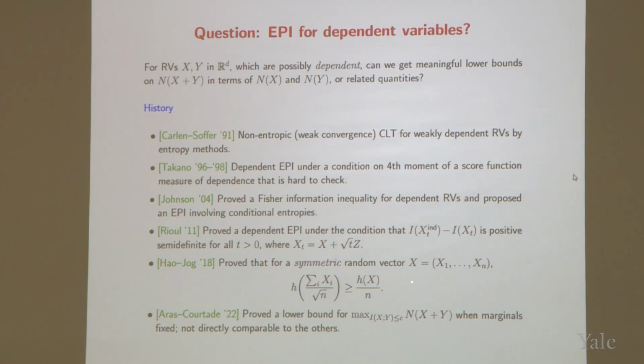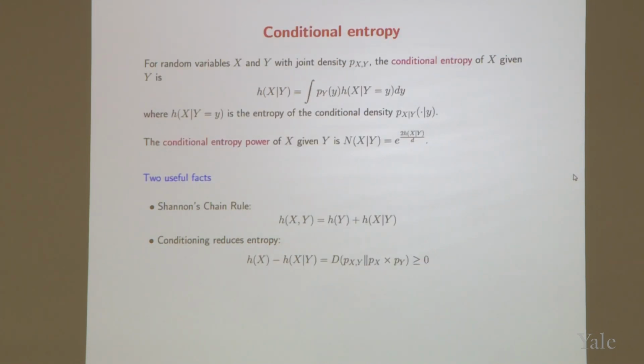In any case, then there was a paper by Hao and Jog in 2018 who proved that for a symmetric random vector, you have this nice inequality. And finally, Arras and Courtade proved in 2022 a lower bound for certain dependent entropy powers, but they were looking at a maximum over a certain class of couplings, and so that's not directly comparable to these other results.